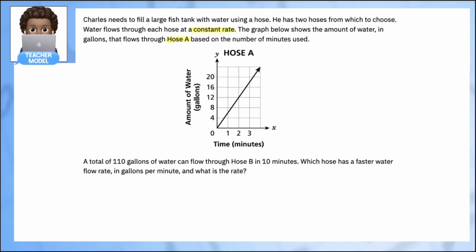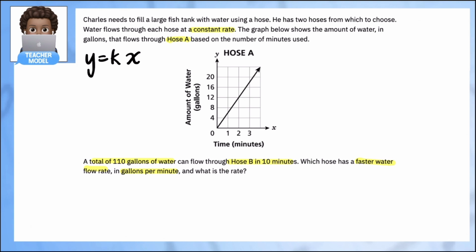So I can see over here, we can recognize there's a constant rate starting at 0, 0, so it is proportional. So we have this information over here. Let's see what else we have. A total of 110 gallons of water can flow through hose B in 10 minutes. Which hose has a faster water flow rate in gallons per minute, and what is the rate? All right, so we're really going to compare A to B. We're going to look at the rates for A and the rates for B to figure out which one is greater. So let's start using our equation y equals kx for our graph.